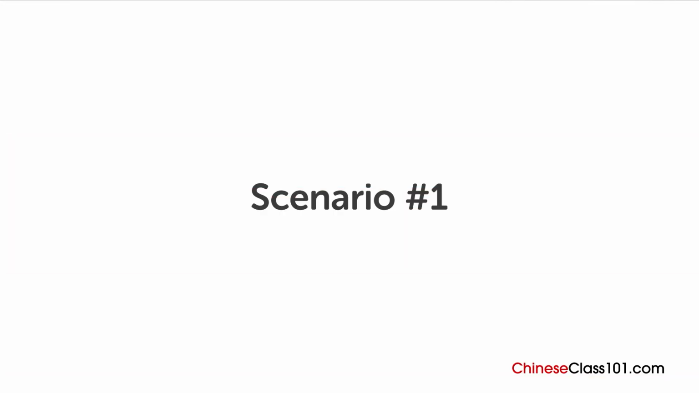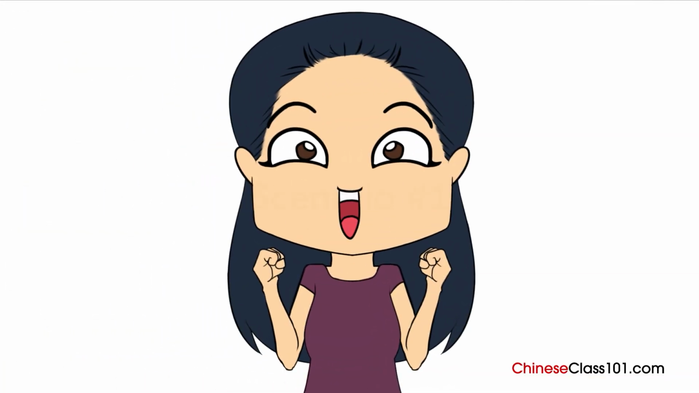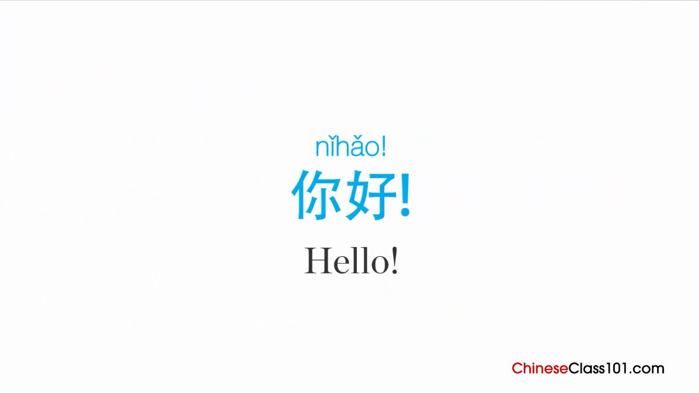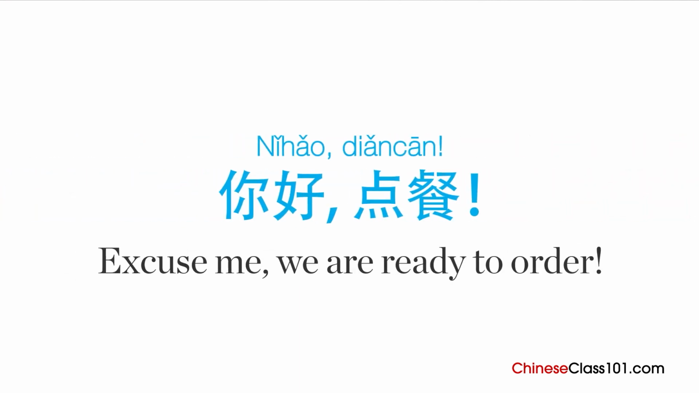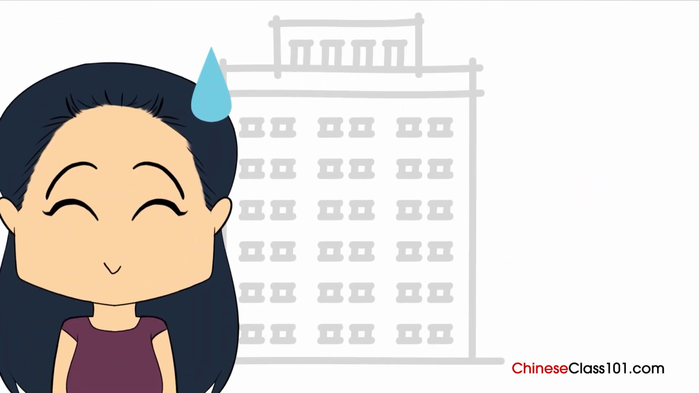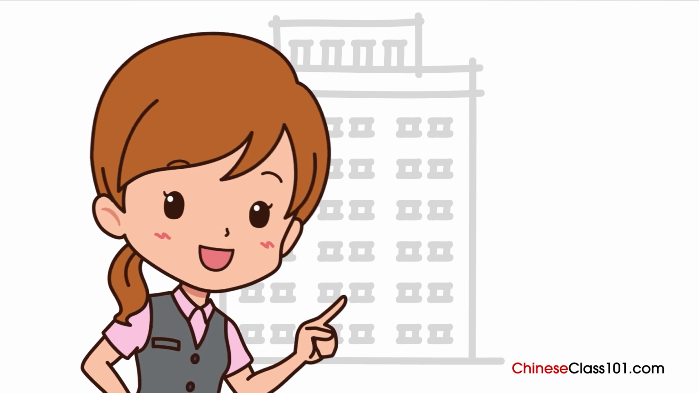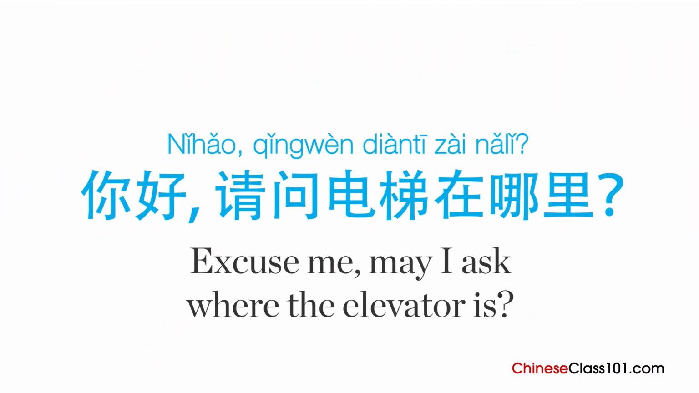Scenario number one. You want to get someone's attention, so you can wave at them and say 你好. It's easy and polite. In a restaurant, you may say to a waiter 你好, 点餐. If you're lost in a shopping mall and try to find the elevator, you may ask a sales lady or shopper by saying 你好, 请问电梯在哪里?